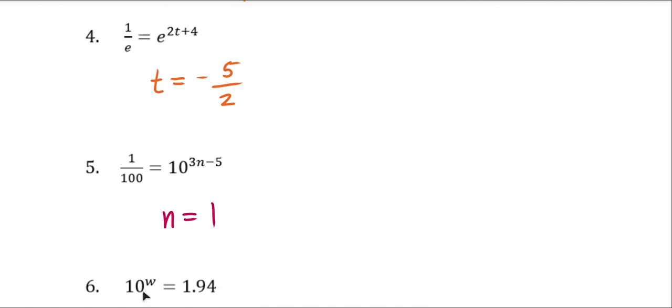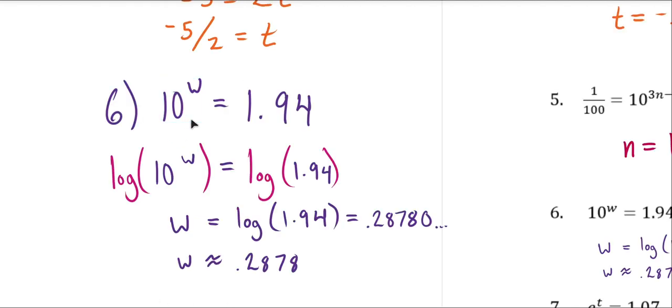Number 6 finally gives us a problem where one of the sides of the equality is not just some power of the other side, right? Here I have 10 to the w, and over here I have 1.94, which is no clear power of 10. What one should do at this point is to take the log base 10, which I've written here as the common log with no explicitly included base. That means it's base 10. So we take that common log of both sides. 10 to the power of is canceled by log base 10. And so we just get w here, and we've solved.